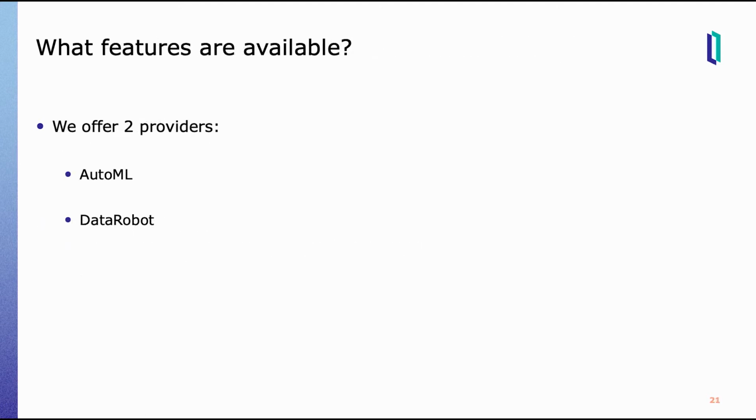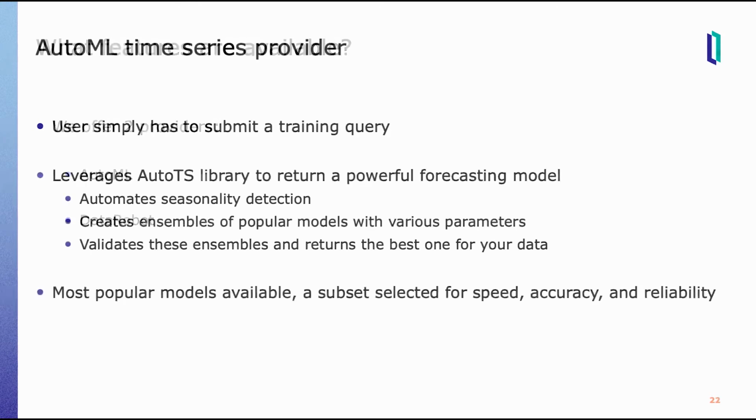In InterSystems IRIS, we are planning to release and support time series modeling for 2 providers at first, AutoML and DataRobot, with support for H2O coming in the near future. As with all our IntegratedML products, to utilize AutoML time series, a user simply has to submit a couple of simple queries, a create model query and a train model query, and everything else will happen under the hood, behind the curtain. A lot happens under the hood.